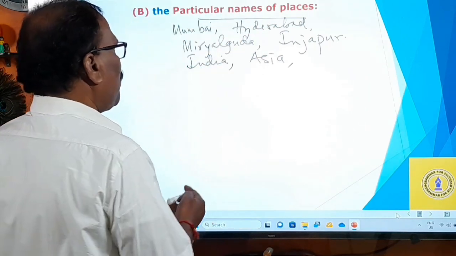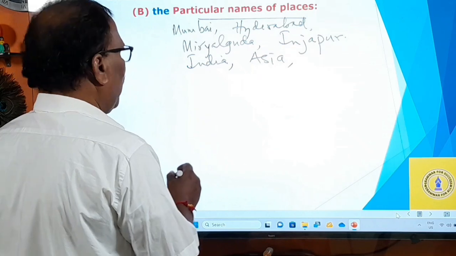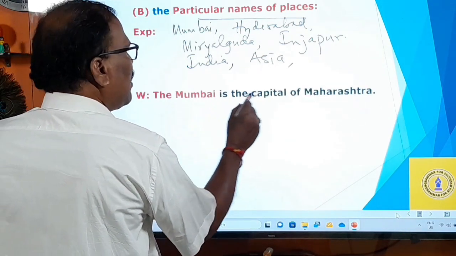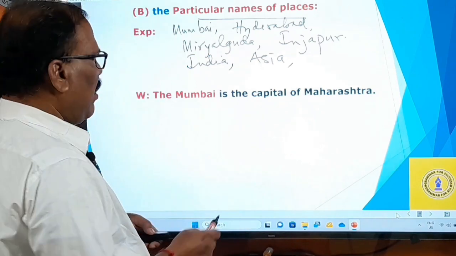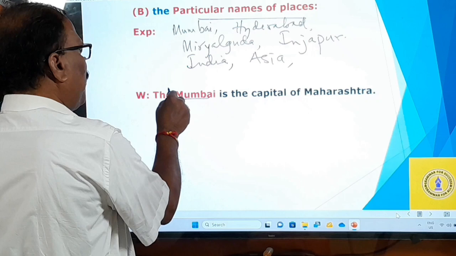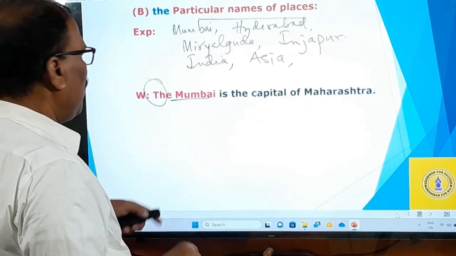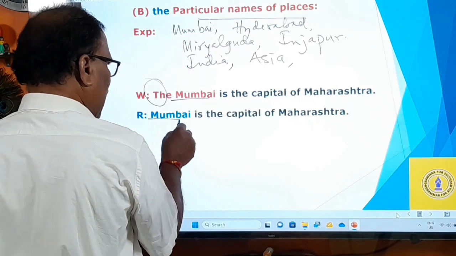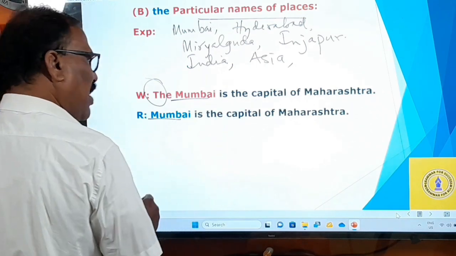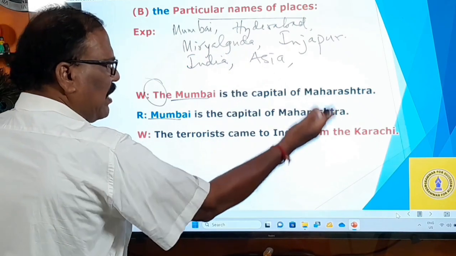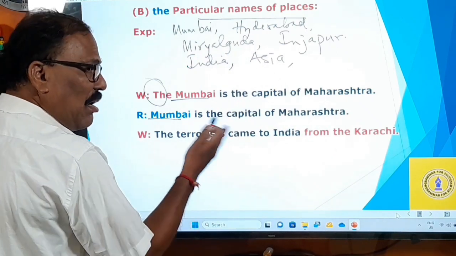So before them we should not use any article, right? And here you see that. Now one example: The Mumbai is the capital of Maharashtra. Do you think it is a right sentence? No, because Mumbai is a proper noun. Before that, we should not use any article. But it is given here. So you have to remove that and set right the sentence: Mumbai is the capital of Maharashtra. Very simple. If you know this rule thoroughly, automatically you can answer the questions.